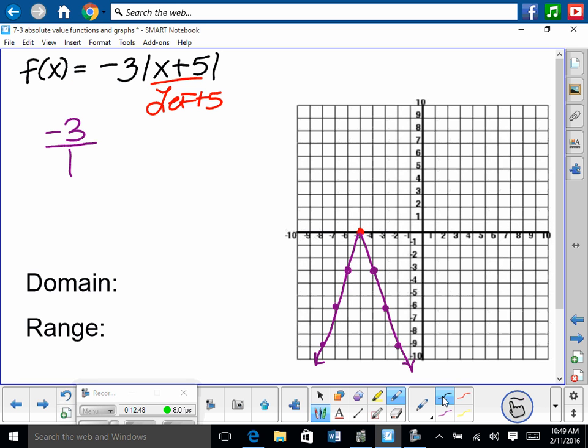Okay, domain, left and right. Where's my function growing from left and right? All real numbers. My range is y values. So what y value does it start at? 0, and it's growing to negative infinity. So we've got to put negative infinity first because it's smaller and it included 0, so I need a bracket.